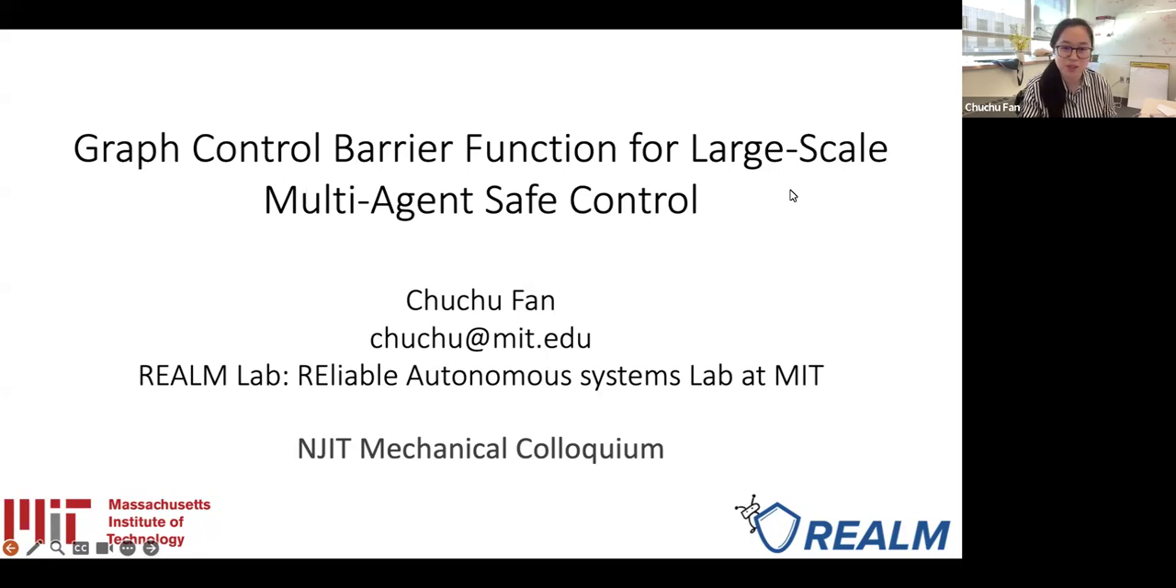Everyone, it's really my pleasure to be here virtually meeting all of you and introduce to you some very recent work that our lab has on graph control barrier functions for large-scale multi-agent safe control.